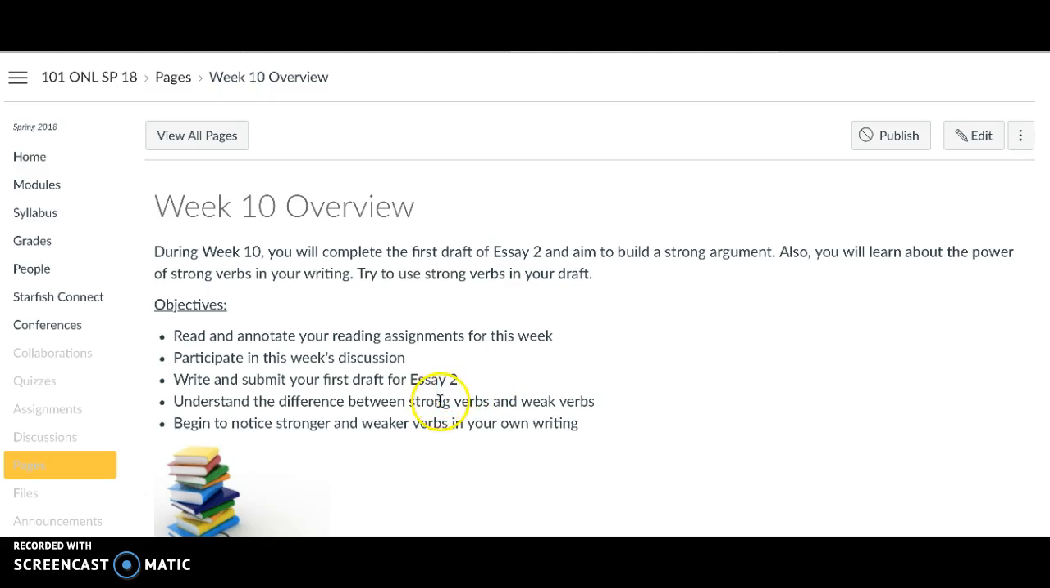We're going to talk about strong verbs and weak verbs, and I want you to get some practice and start thinking about that. Even as you're drafting, look at the number of to be verbs in your writing and passive voice.